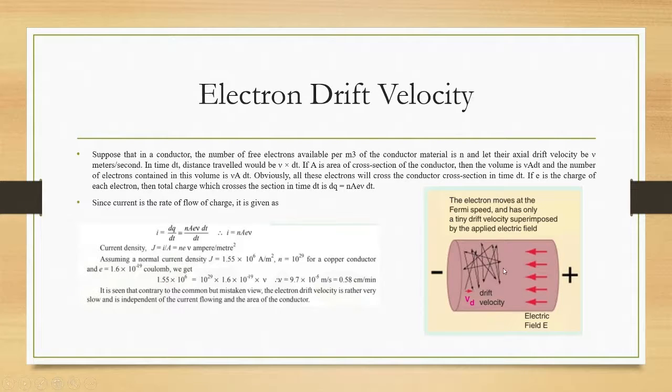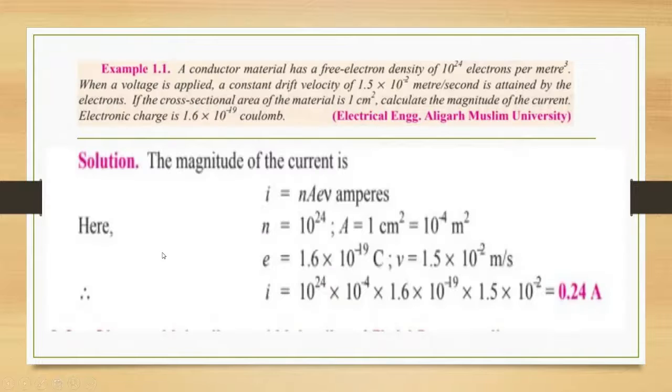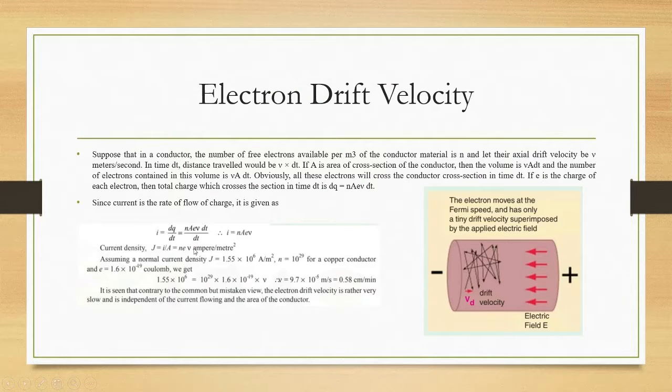Since the current is the rate of flow of charge, the current is given by dq by dt, which is equal to nAev dt by dt. So I will be nAev, right? Now the current density, which is denoted by J, is equal to I by A, where capital A is the area of cross section of the conductor. So we know what I is. I is nAev, so A and A will cancel. So J is nev ampere per meter square.